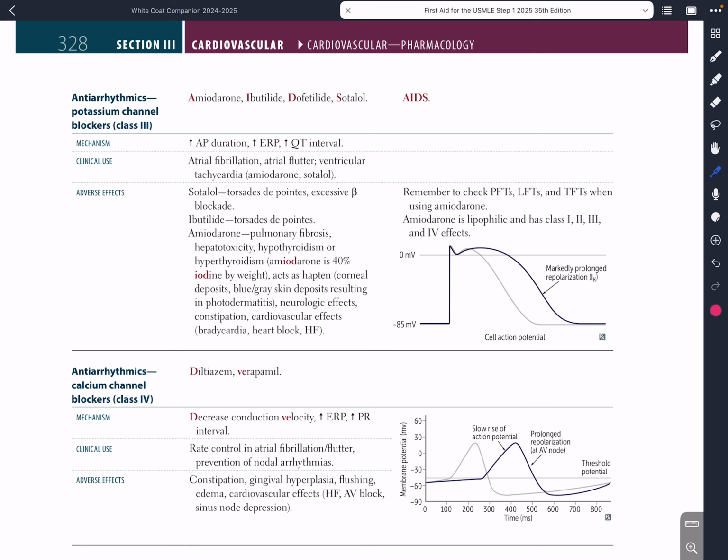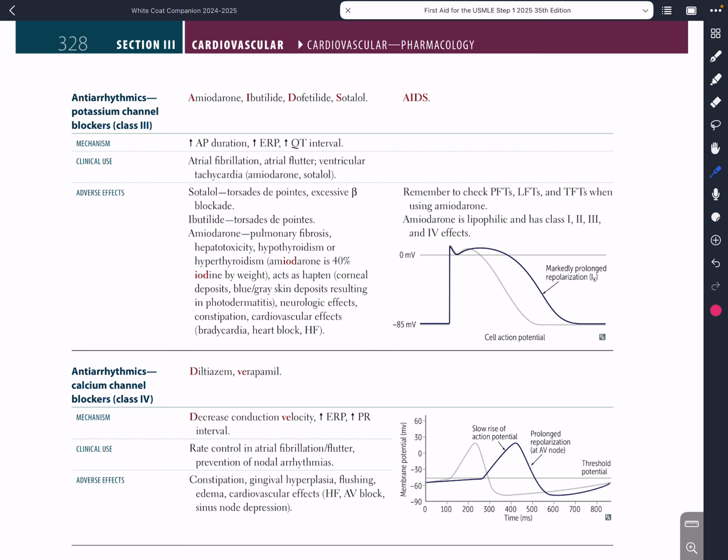So, amiodarone can cause long-term pulmonary fibrosis, hepatotoxicity, hypothyroidism, or hyperthyroidism, because amiodarone is 40% iodine by weight. So it can cause either hypothyroidism or hyperthyroidism because it acts as a hapten. It can also cause corneal deposits.